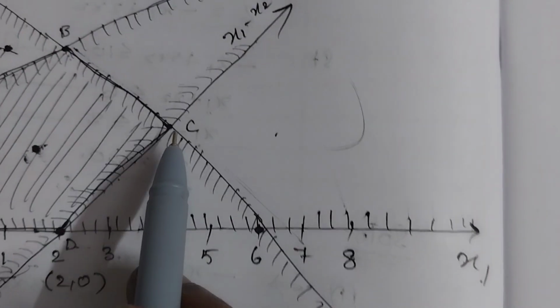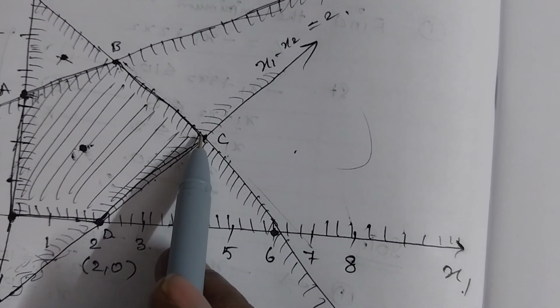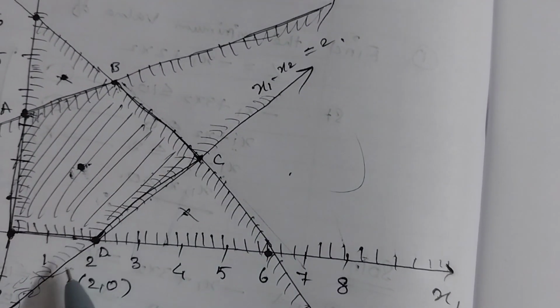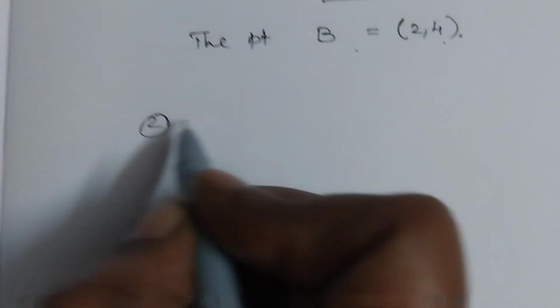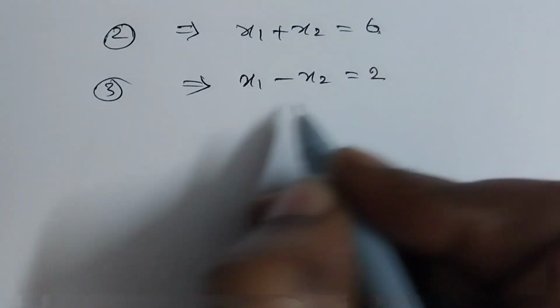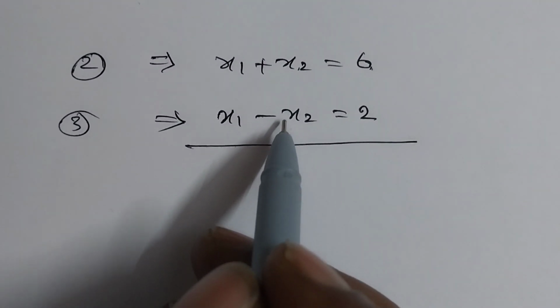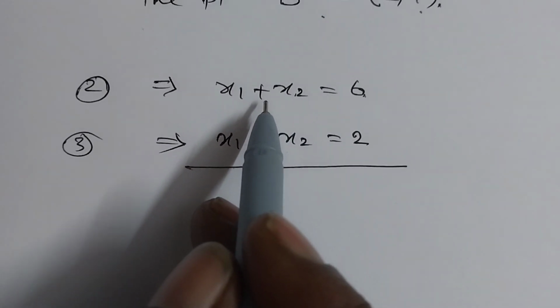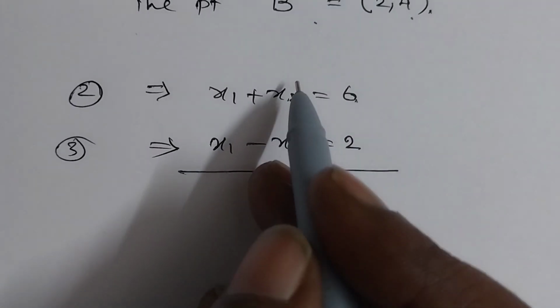Likewise, I am going to find the point C, and you have to check again. This C is the point that occurs by intersecting the second equation and the third equation. Now you are going to solve these two equations. What is our second equation? Second equation is x1 plus x2 is equal to 6, and the third equation is x1 minus x2 equal to 2. Same here, x2 has the opposite sign. If you don't have the same coefficient, you have to make it the same coefficient, and after that you use the elimination method. So here it is a negative opposite sign.